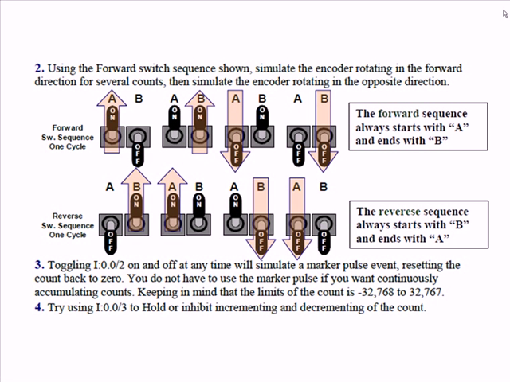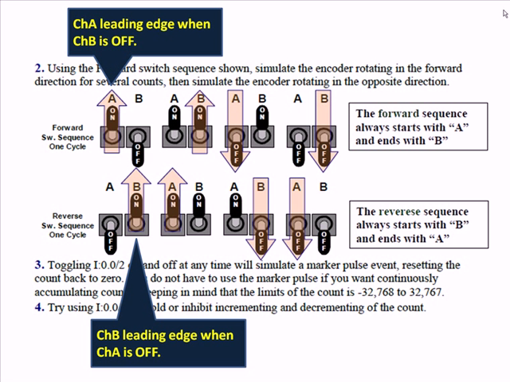Once again, the forward switch sequence for one cycle will begin with A, the leading edge of A, occurring when channel B is off. In the reverse sequence cycle, channel B's leading edge occurs when channel A is off.